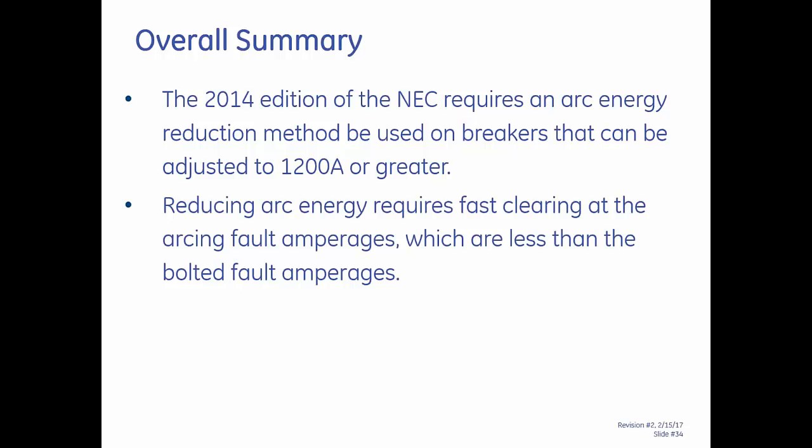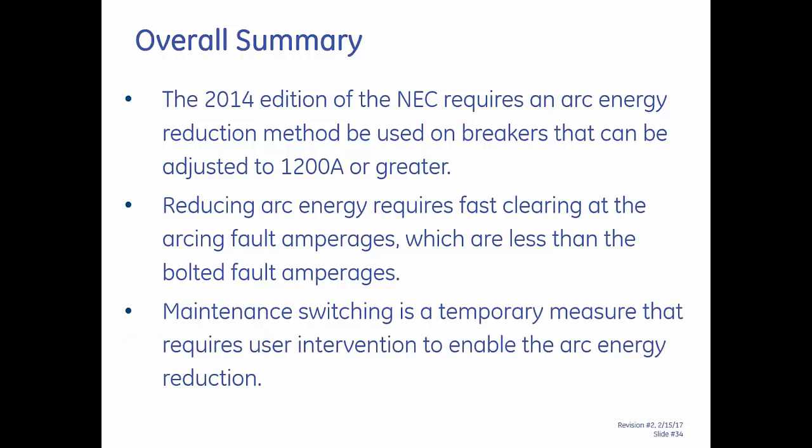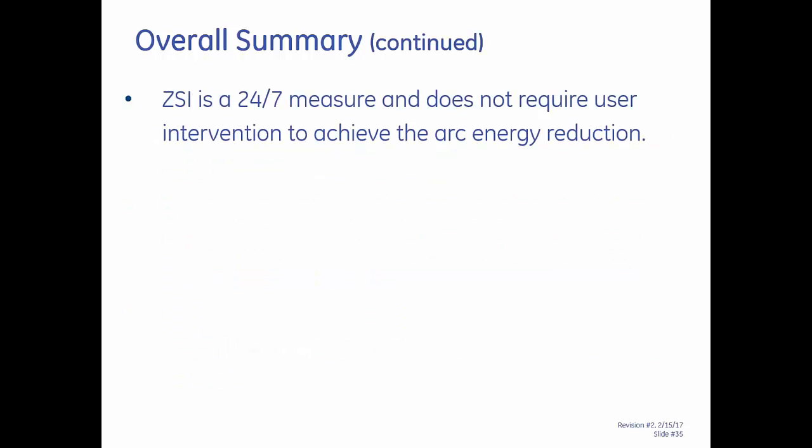So just think of, we used the 50 kA available source. Our bolted fault amperage was 50 kA, our arcing fault amperages were down at 24 kA or less, so less than 50%, and that's typical of a 480 volt system. You're going to have 50% or less arcing current compared to the bolted fault current. Maintenance switching is a temporary measure, and that requires user intervention to enable the arc energy reduction. ZSI is a 24/7 measure, and does not require user intervention for the arc energy reduction.